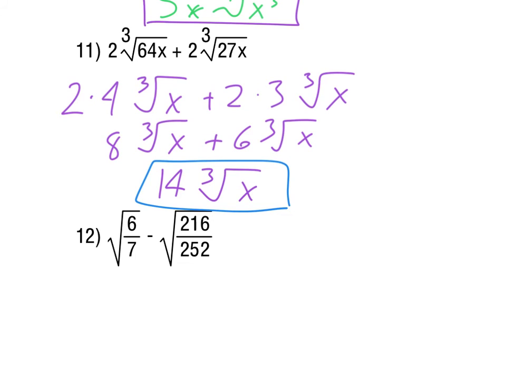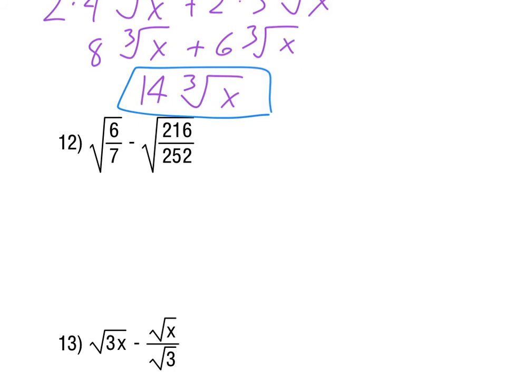Now number 12, looking at that, we get that square root of 6/7, which will not reduce at all. And then we've got the square root of 216 over 252, which certainly looks like it will reduce. Leaving that square root of 6/7 alone, but splitting up the 216 over the 252, we can factor out some different pieces here.